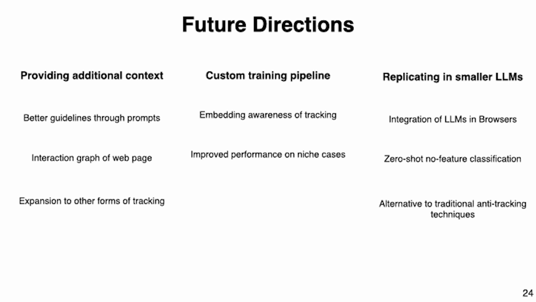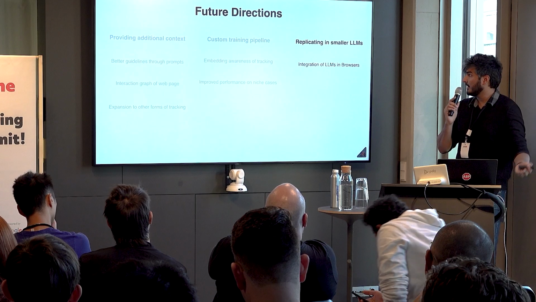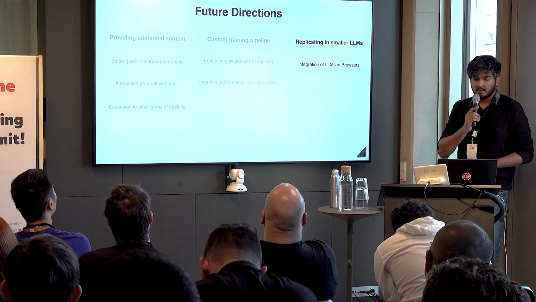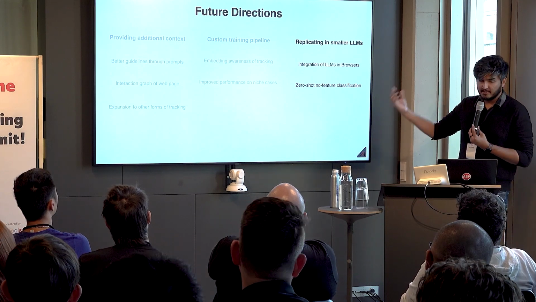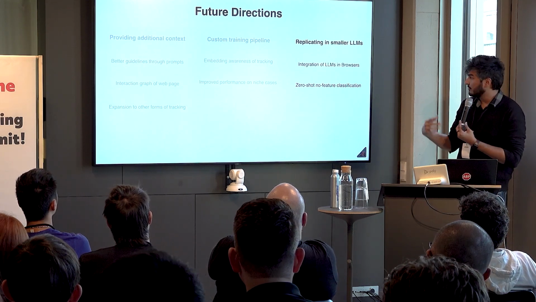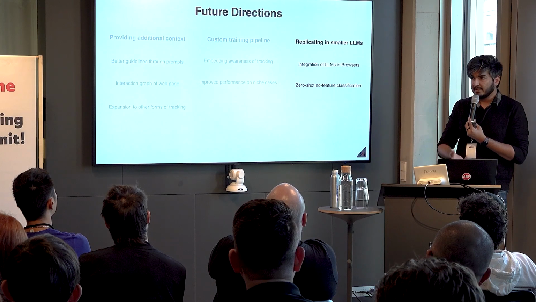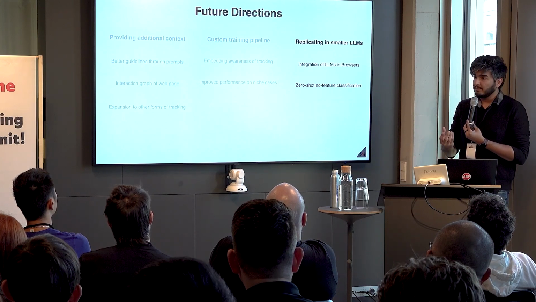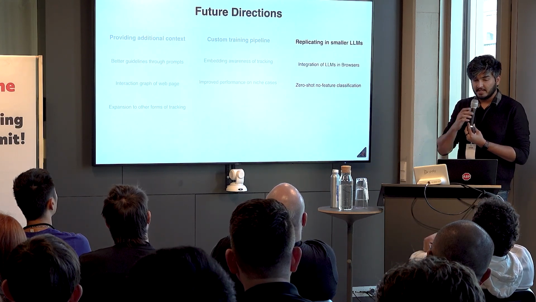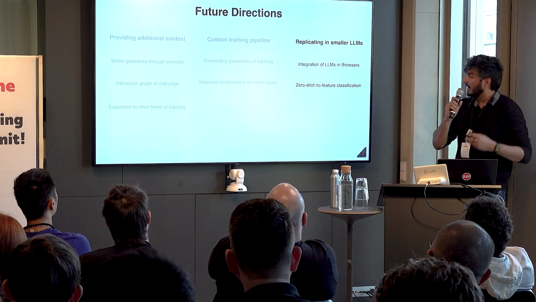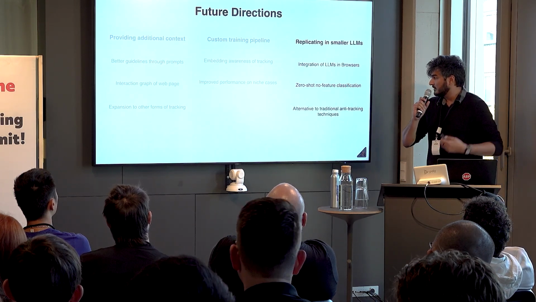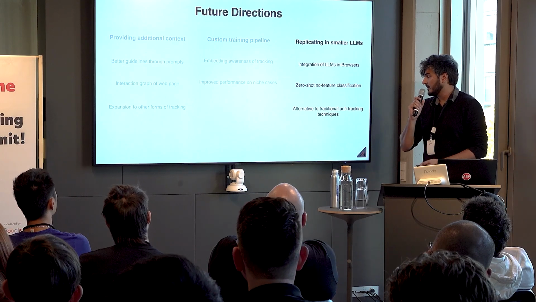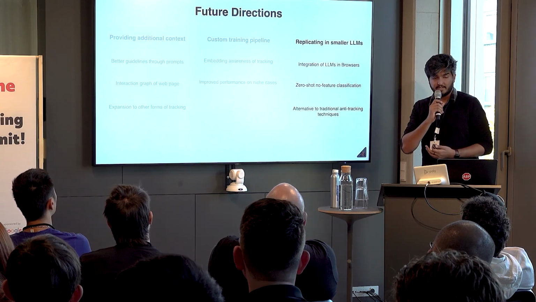So for example, Google's Gemini Nano is integrated into Chrome right now. So because we have shown that there's a very strong zero-shot, no-feature classification which is possible through LLMs, generating runtime decisions for some of the tracking behavior can be useful. And that can be done with smaller LLMs. And this can ultimately provide us with a very good alternative to traditional anti-tracking techniques.